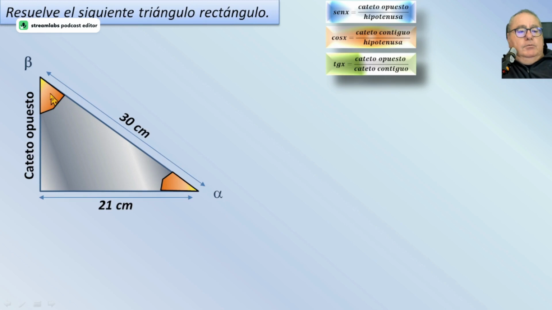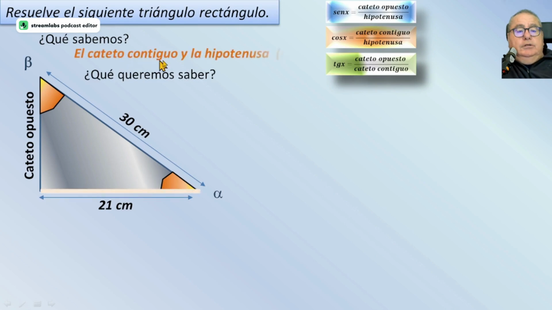We do not know alpha or beta, and we also do not know the opposite side of alpha. Assuming that we are looking from alpha, 21 represents the contiguous or adjacent leg and 30 logically represents the hypotenuse. That's what we know and what we want to find out. Obviously it will be the alpha angle. The first thing, because it is the most important, is the key to being able to finish solving the problem. So I insist, we know the adjacent leg and hypotenuse looking from alpha, and for the moment we want to know the amplitude of the alpha angle.